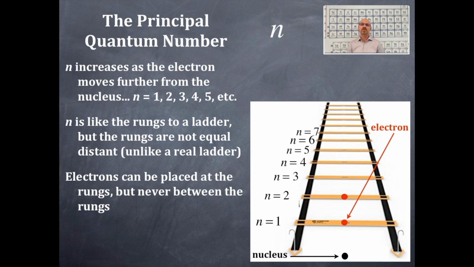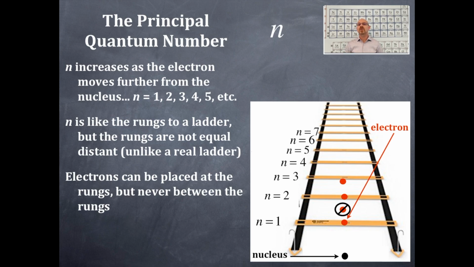Notice that the distance between N equals 7 and N equals 6 is very small in comparison to the distance between N equals 1 and N equals 2, where it is rather large. Okay? Now, where can you not place electrons? You cannot place an electron right here because that's in between the rungs of a ladder. So it's an impossible location. It's like a node, as you look at the standing wave.